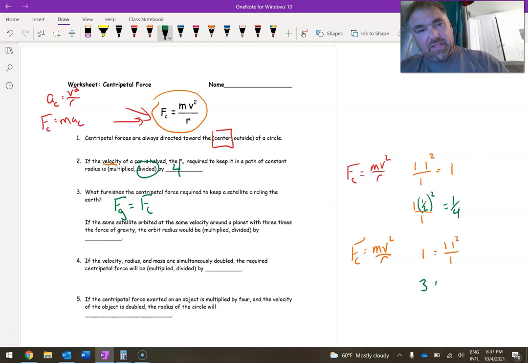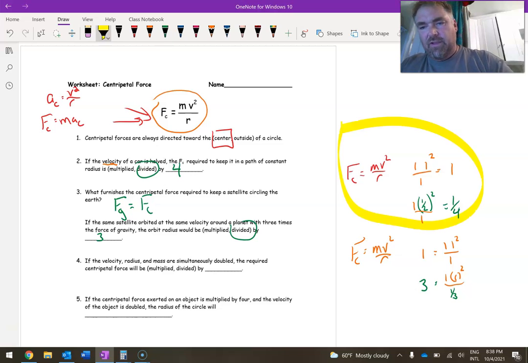Now I'm going to keep this the same. I'm still going to have 1 for the mass, because that's not changing. The velocity stays the same at 1 squared. So if it has the same velocity, what am I going to have to do to my radius to make that 3? It turns out I'm going to have to multiply it by 1/3, so it would have to be divided by 3. That one's a little bit trickier. You generally won't see one like that on the Regents exam. You're more likely to see one like this.